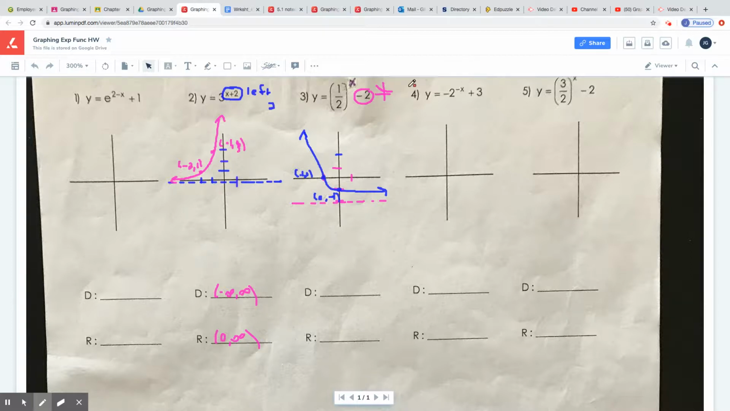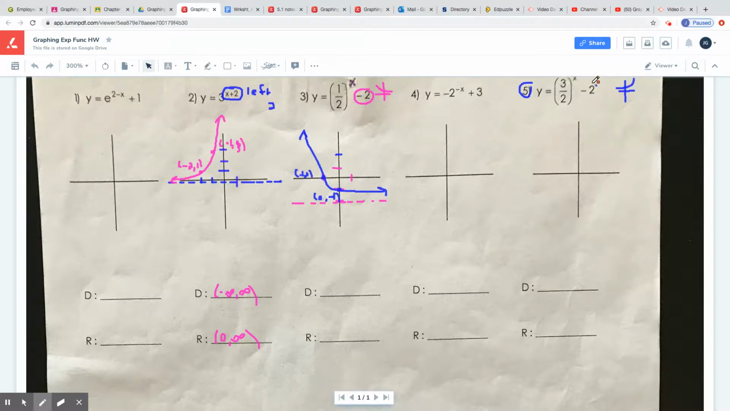Next one you had to do was 5. Now 5, you might look at and be like, oh, 3/2, that's a fraction, that means it's going to be going this way. No, it's bigger than 1, so we're still going to be moving that way, because 1.5 is bigger than 1. Anything bigger than 1 is going to have the normal growth. So we're going to be at (0, 1) and (1, 3/2). 1.5 would be the 2 points we would be starting with if the negative 2 wasn't here.